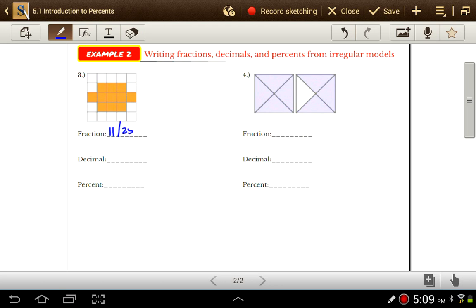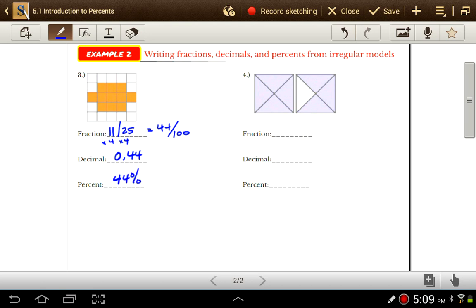Now, in order to turn it into a decimal and percent, I need to make that out of 100 so that I can convert them, which means I'm just going to multiply these both by 4, and that's going to give me 44 out of 100. Okay, and now I can write as a decimal, 44 hundredths would be 0.44, and then as a percent, that's 44 out of 100, so that's 44%.